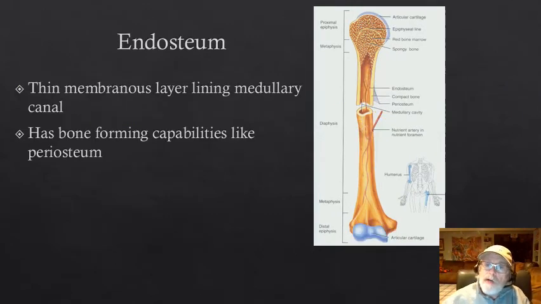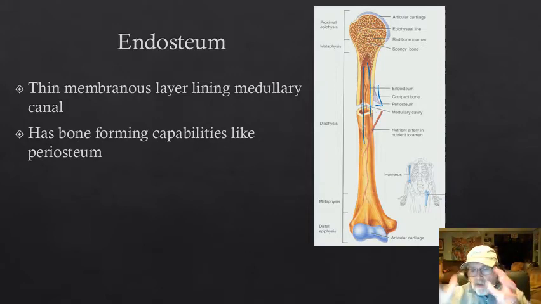Now, if I have periosteum on the outside, on the inside, that endosteal canal, I also have what's called endosteum. We also have osteoprogenitor cells on the inside that work very similar to the periosteum on the outside. So as the bone is getting wider, I need to continue to change the bone on the inside, okay? So that endosteum is a thin membrane layer that's on the inside.